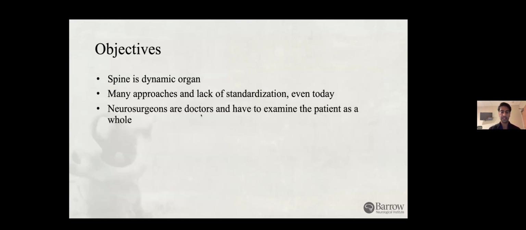So the main objectives for today, if there were only three things that I would hope to impart upon our audience, number one, the spine is a dynamic organ. What I mean by this is that often we get an X-ray, we get a CT scan, and it just looks like we have a snapshot in time. Is this something we need to operate on? What do we do here? But in reality, to properly treat spinal deformity, it's something that's watched over time.